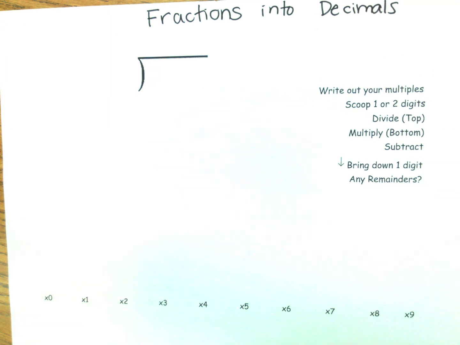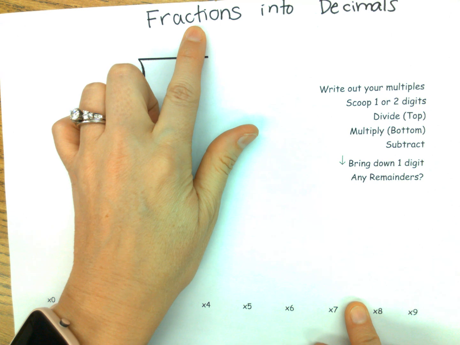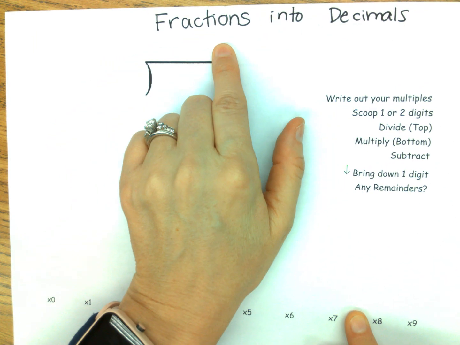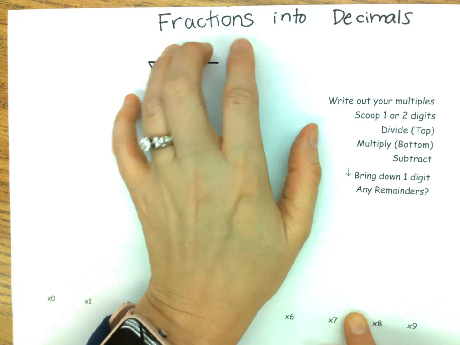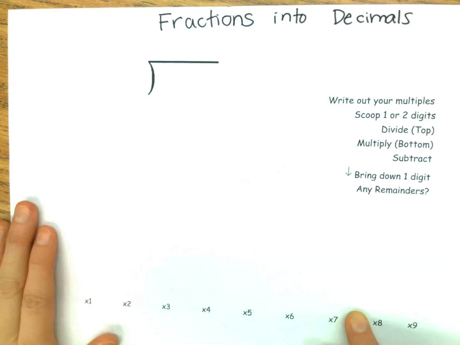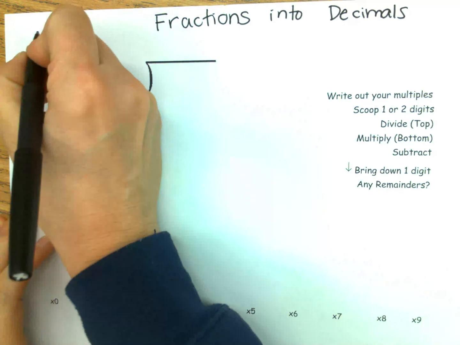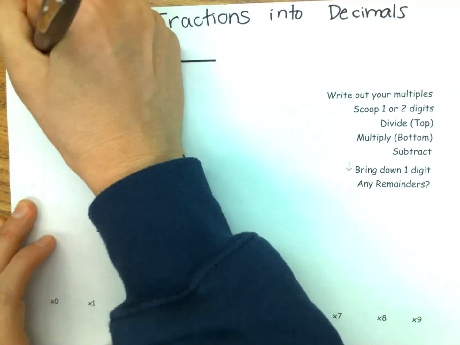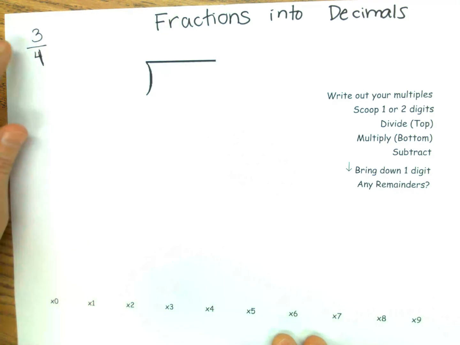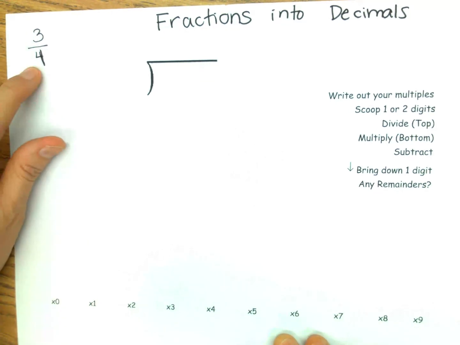Hi friends, I want to talk today about turning fractions into decimals. Every fraction has an equivalent decimal, and I'm going to show you how to use math in order to figure that out. So if I had the fraction 3/4, 3 is my numerator and 4 is my denominator.